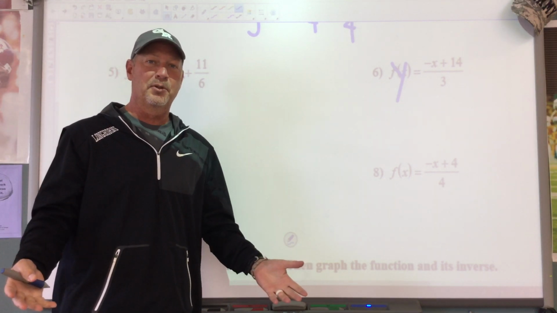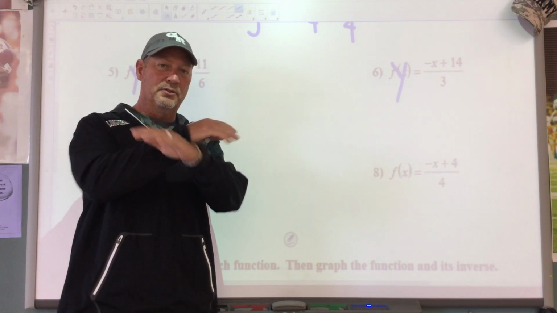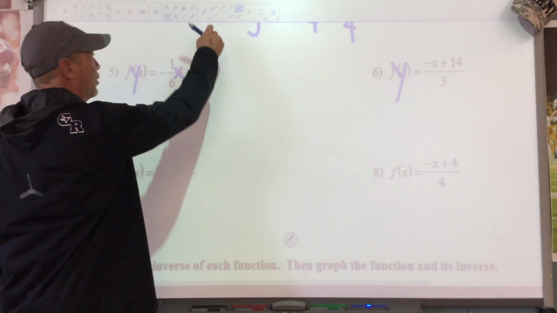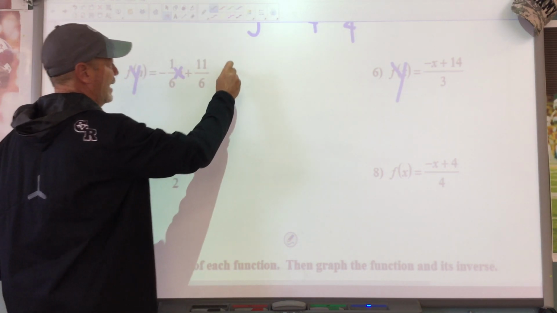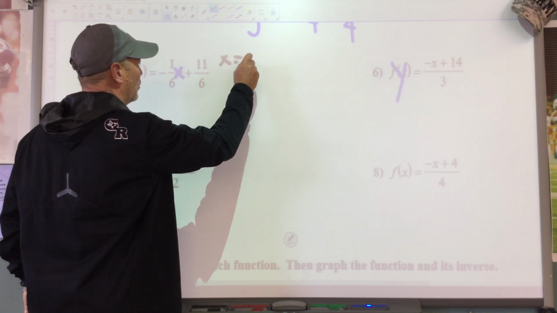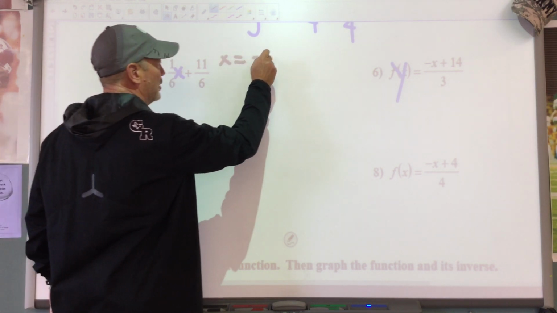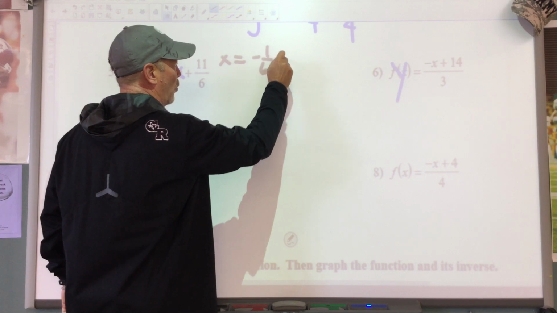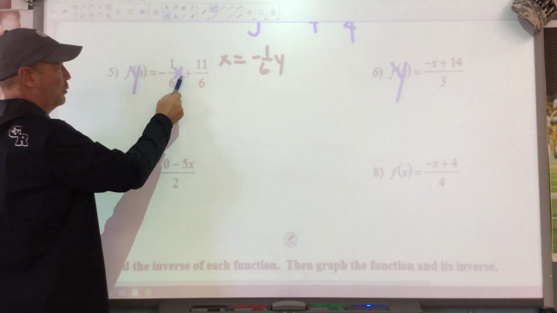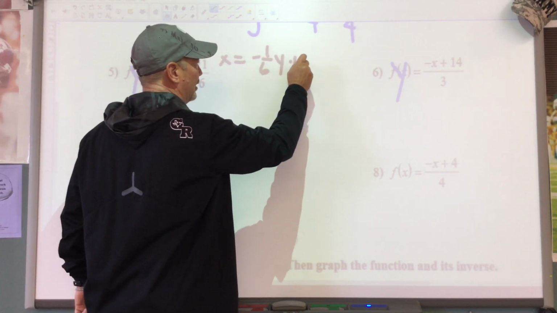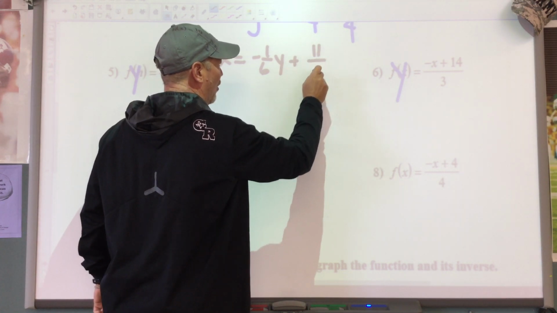What is your first step to do? Switch places with the x and the y. So we're going to write this as x equals negative 1/6 y, we switch places, that's a y, plus 11/6.